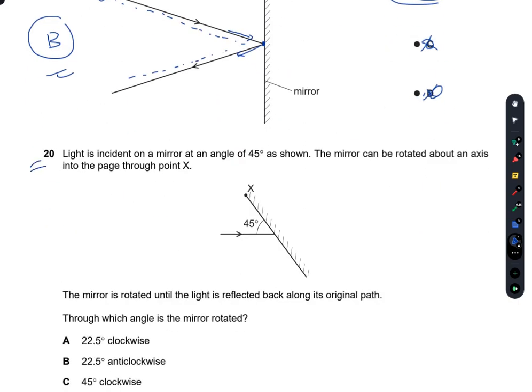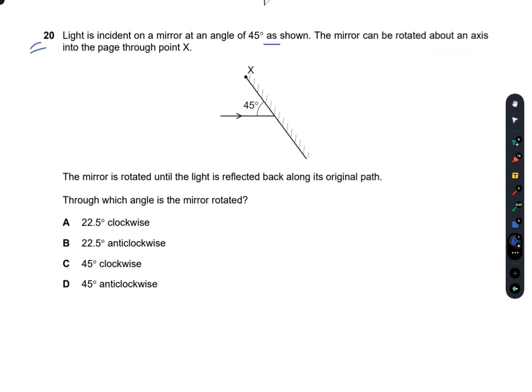Question number 20, again a very easy one. Light is incident on a mirror at an angle of 45 degrees as shown. The mirror can be rotated about an axis into the page through point X. The mirror is rotated until the light is reflected back along its original path. So these are the catch words here. Means that there is not any change of path of light. Through which angle is the mirror rotated?